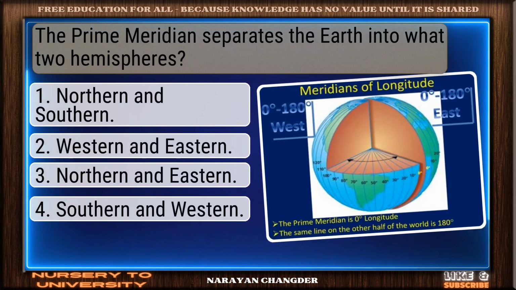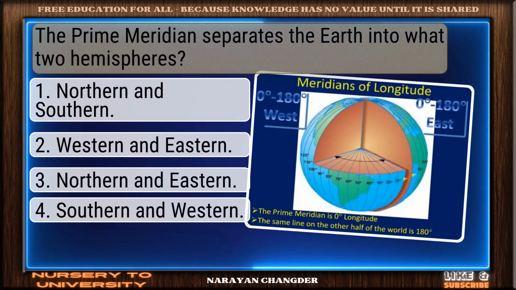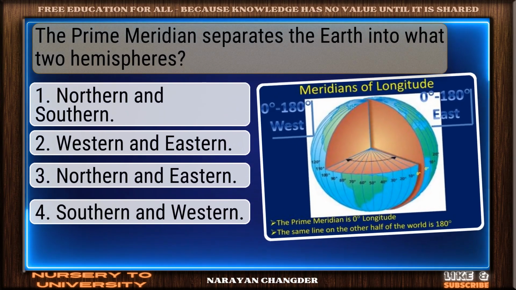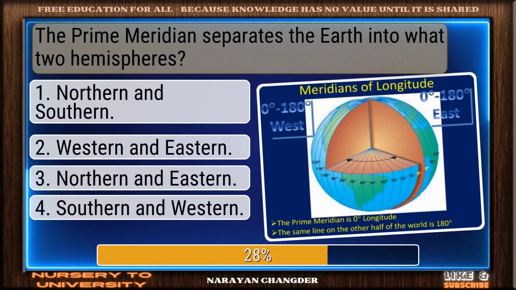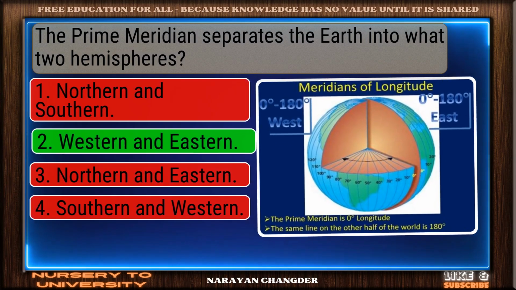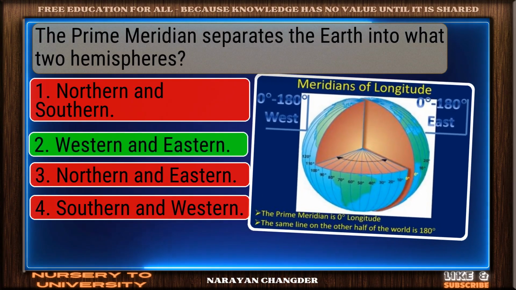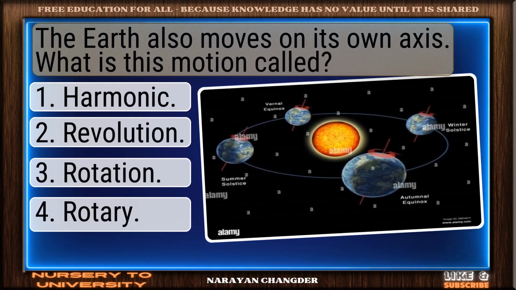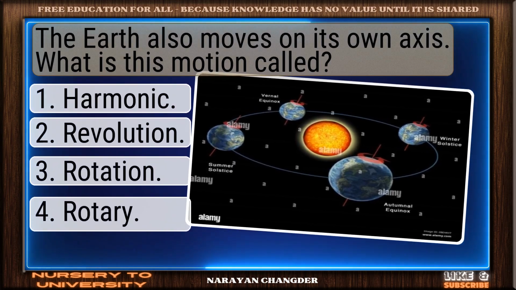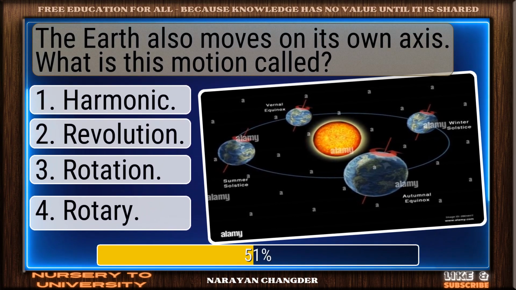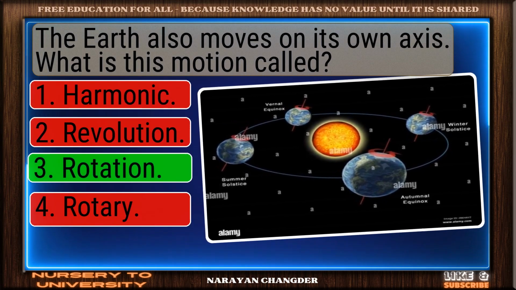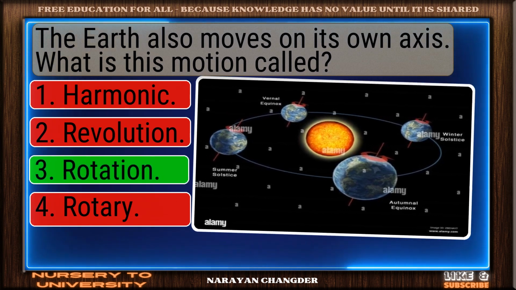The prime meridian separates the Earth into what two hemispheres? Nicely done. Western and Eastern is a solid answer. The Earth also moves on its own axis. What is this motion called? Bravo. Rotation is the answer.